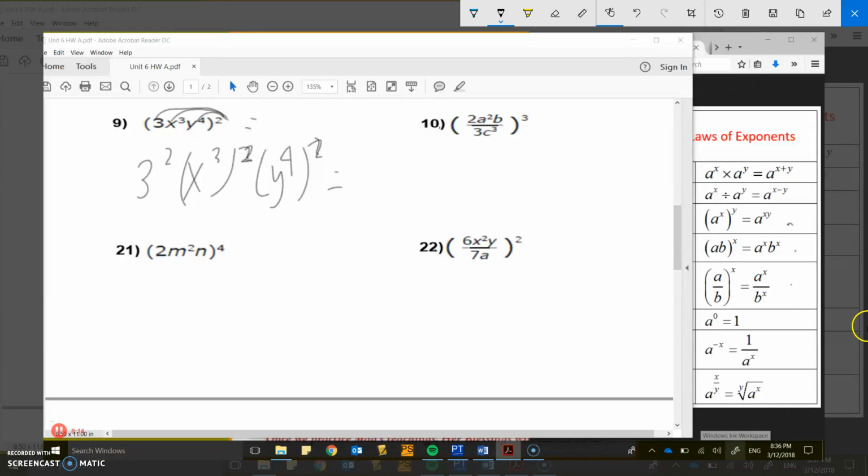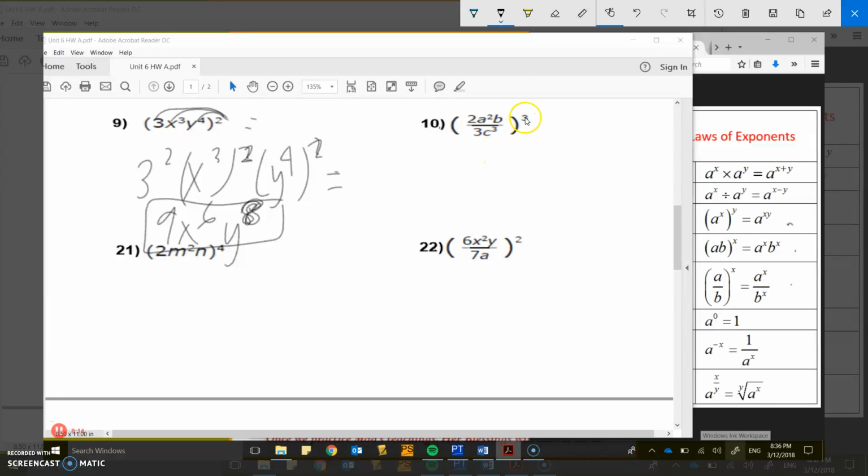You know from class that when you have a power rule, you multiply the exponents and then apply the power to the coefficient. So 3 squared is 9. X cubed, squared, is not going to be x to the 9th. It's going to be x to the 6th. Y to the 4th squared is going to be y to the 8th. Oh, I have much to learn.